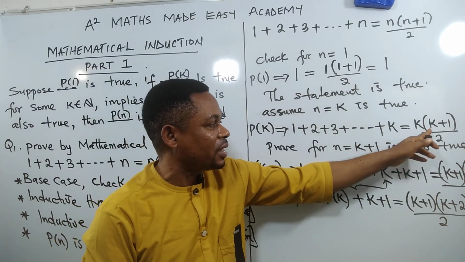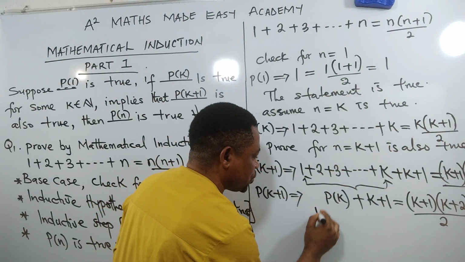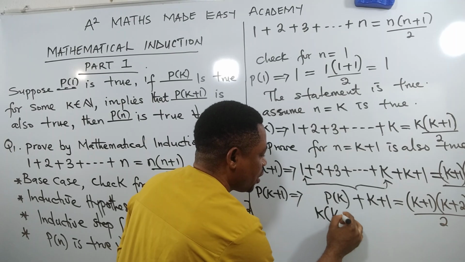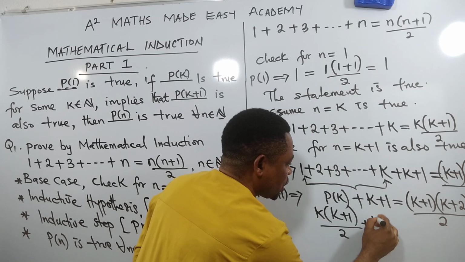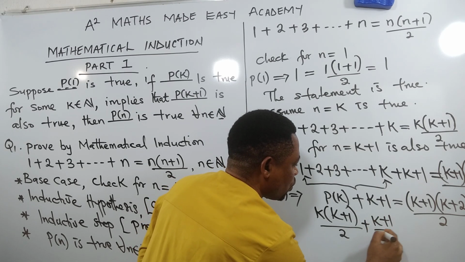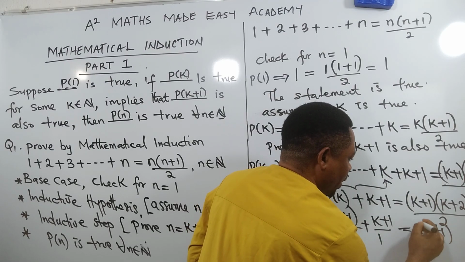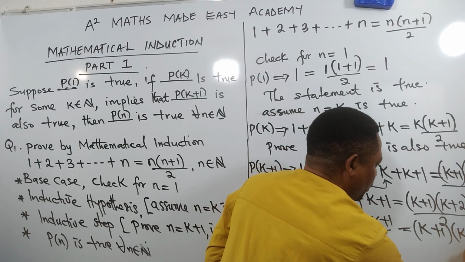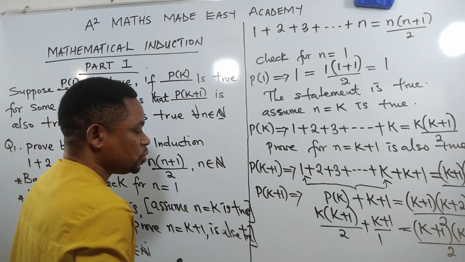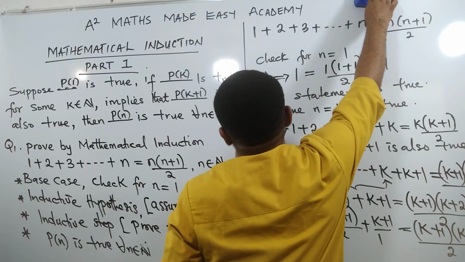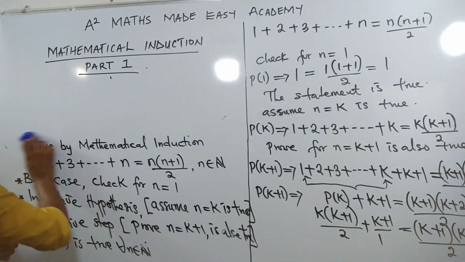It is k bracket k plus 1 all over 2. I'll remove this P of k and introduce k bracket k plus 1, all over 2. Then plus k plus 1, call this over 1. Then this one is still k plus 1 in bracket, then followed by k plus 2 in bracket, then all over 2. Now what do you think you will do here? Take the LCM. Am I communicating?